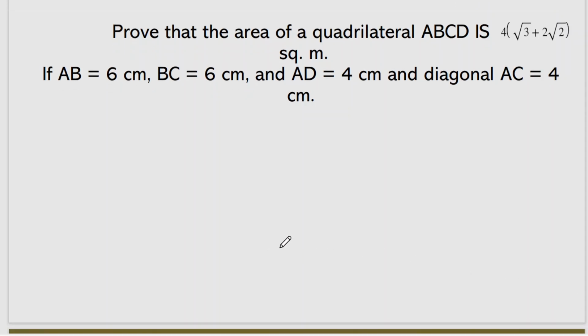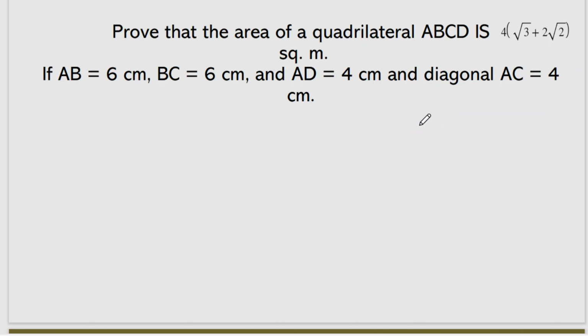Okay, now prove that the area of a quadrilateral ABCD is 4 into bracket root 3 plus 2 root 2 square meter, if AB equal to 6 centimeter, BC equal to 6 centimeter, AD equal to 4 centimeter, and diagonal AC equal to 4 centimeter. At first instance, you will think that this is a very tough question. But believe me, this is one of the easiest questions that we have discussed in this session.